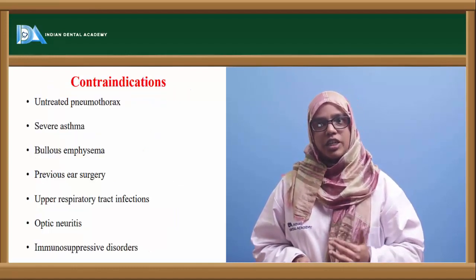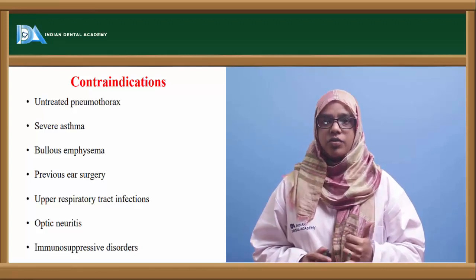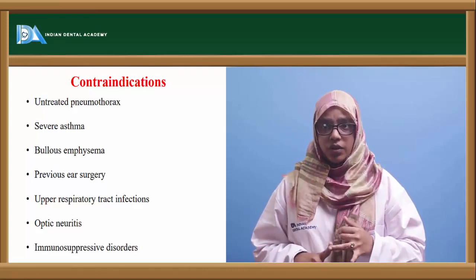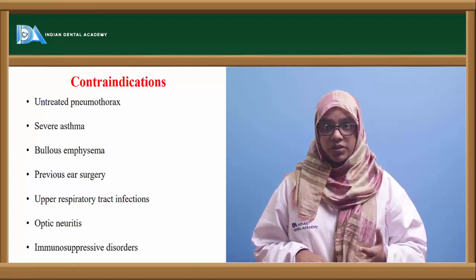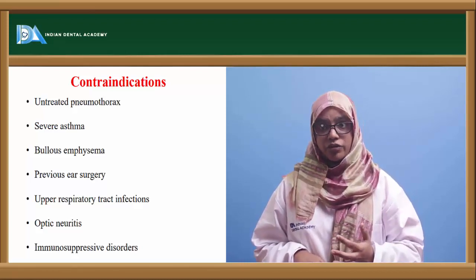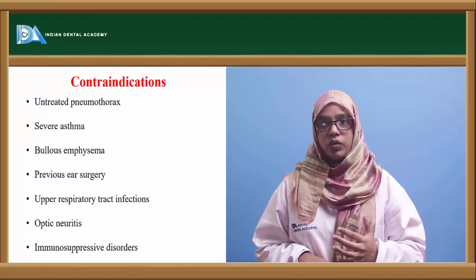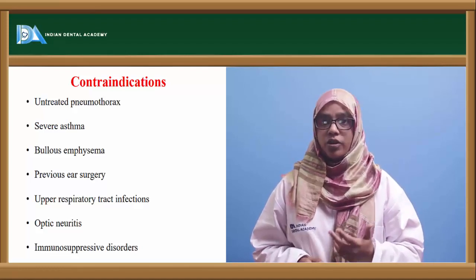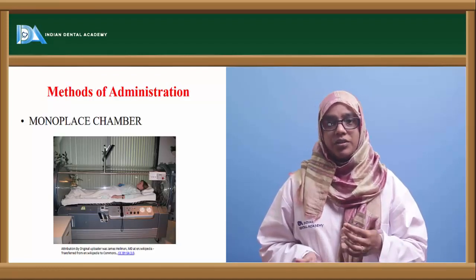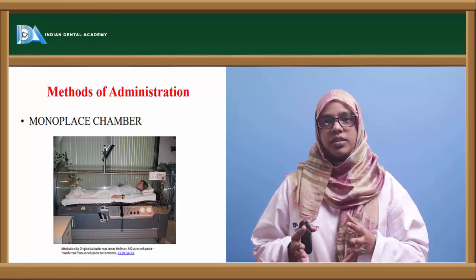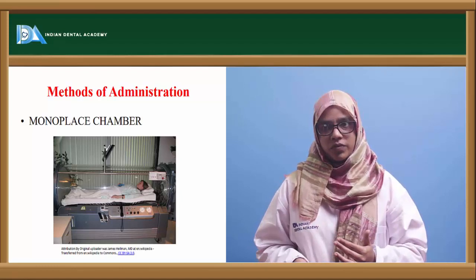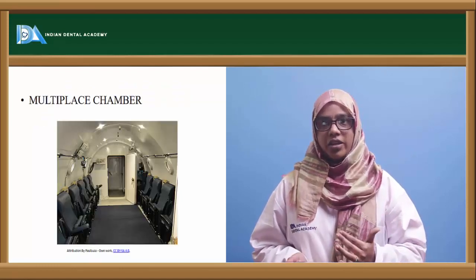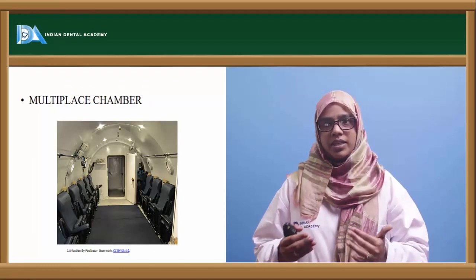Now, contraindications of HBO therapy are untreated pneumothorax, severe asthma, emphysema, previous ear surgery, upper respiratory tract infection, optic neuritis, immunosuppressive disorder, and patients who are claustrophobic. Now this is the monoplace chamber wherein a single person gets 100% oxygen above atmospheric pressure. This is a multiplace chamber wherein multiple people can sit inside.